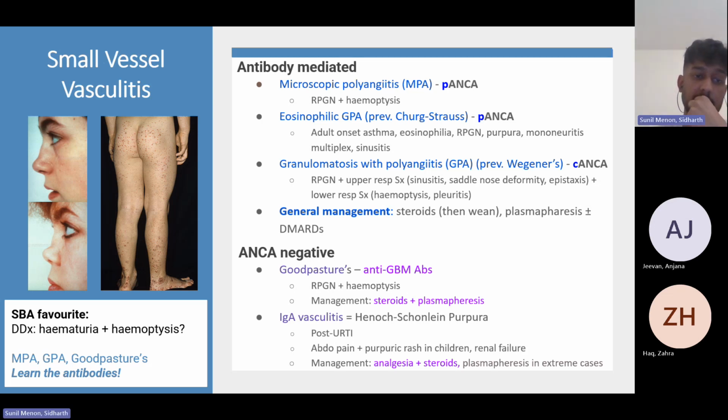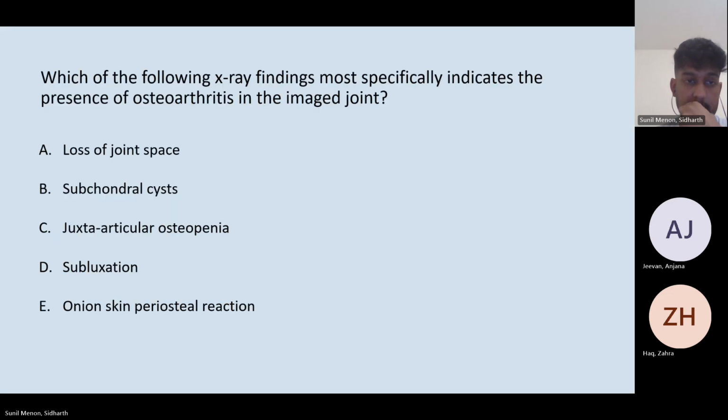Yeah, hematuria, hemoptysis, respiratory tract, Goodpasture's, remember that. Okay, so exam SBA. Give you guys a second and then moving on.